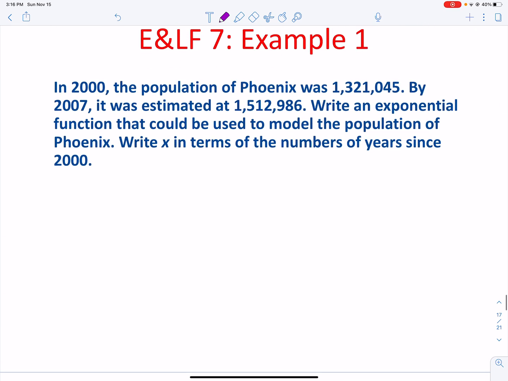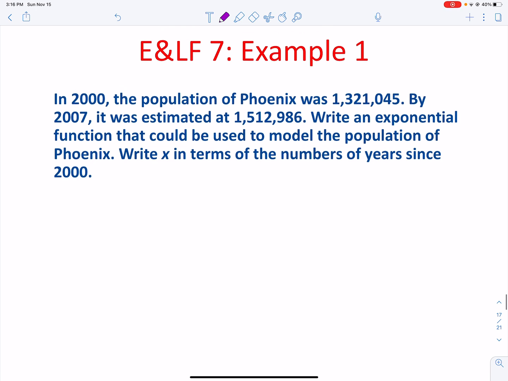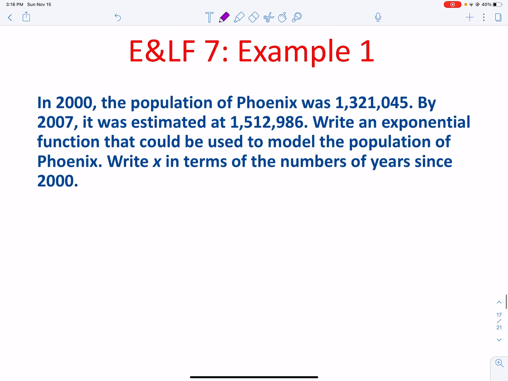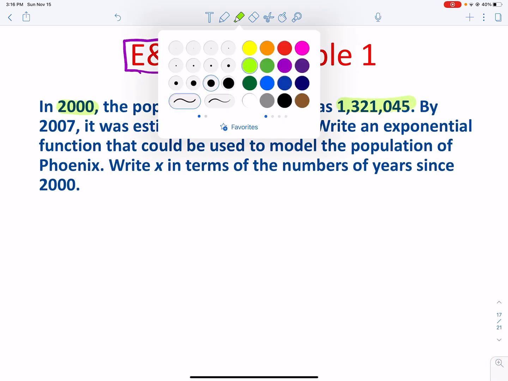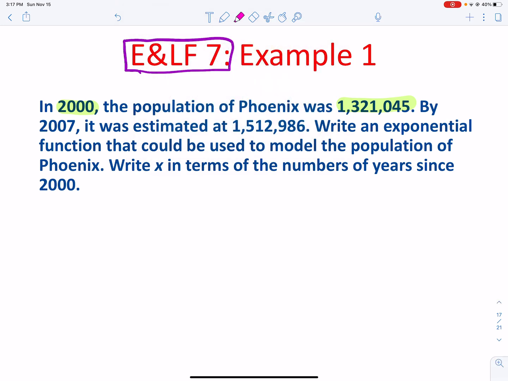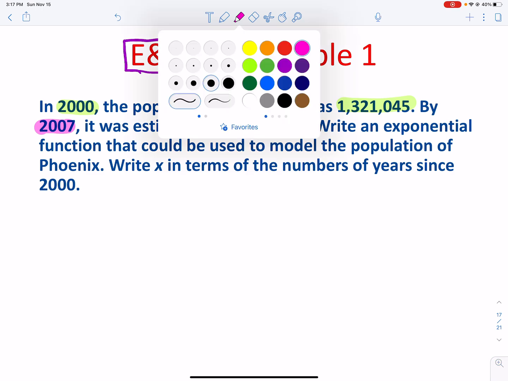Okay? So it says on example 7, this is example 1 in ELF 7. So we have to do the applications, and you're going to have some applications on your homework tonight. It says in the year 2000, the population was this big number. And then it says in the year 2007, it was this big number. Write an exponential function. So they want me to write an exponential function.